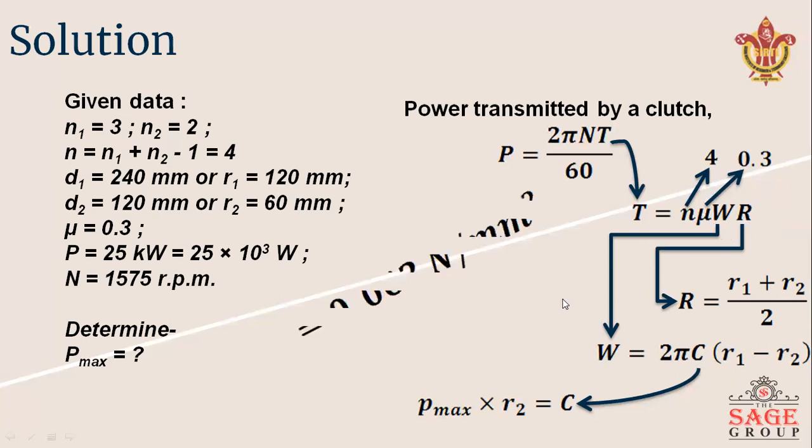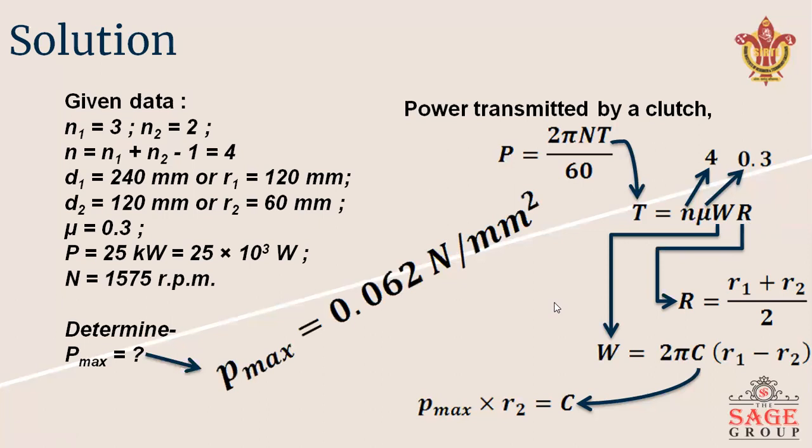The value of P max is equal to 0.062 Newton per mm square. So this is the simple numerical problem related to the multi-plate clutch. So thank you.